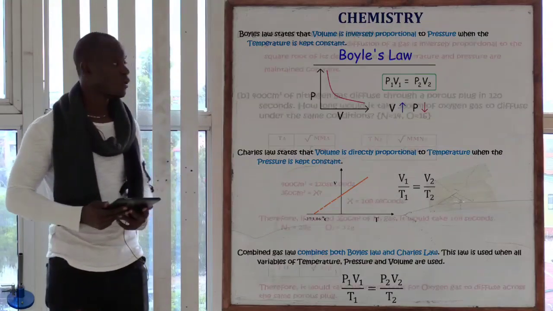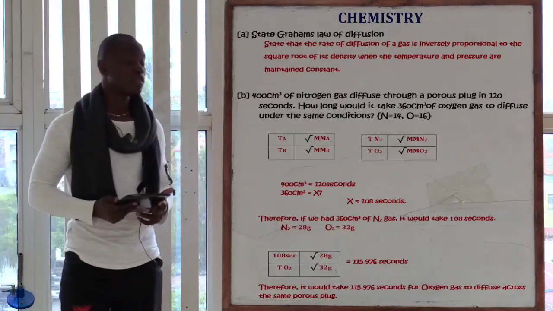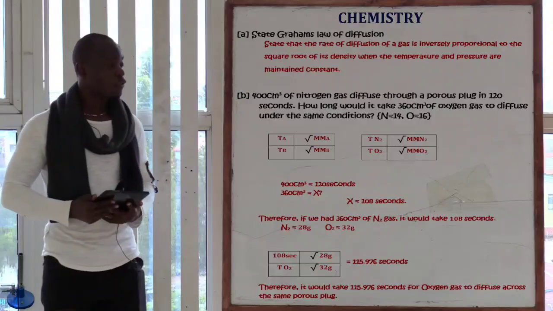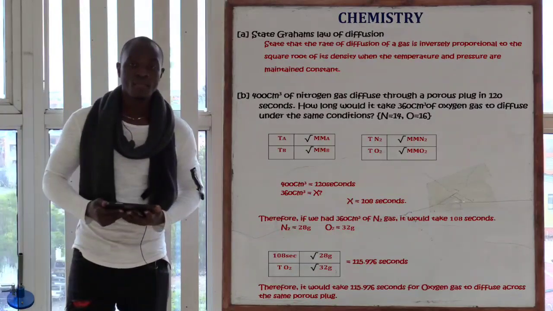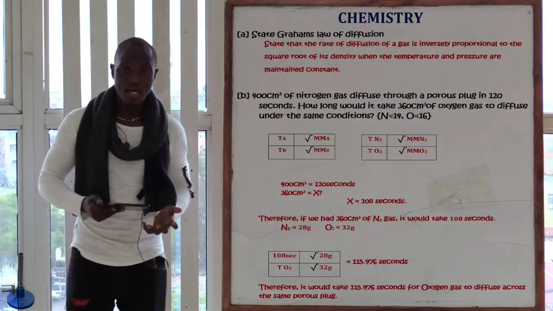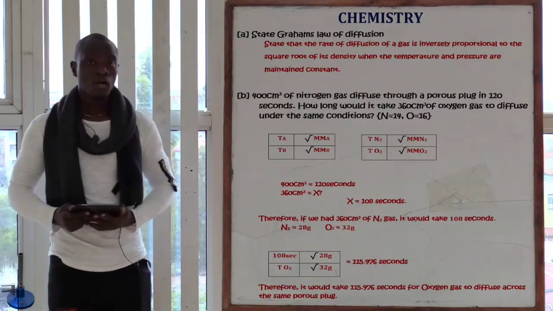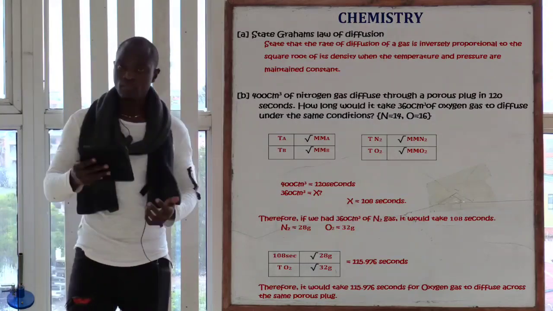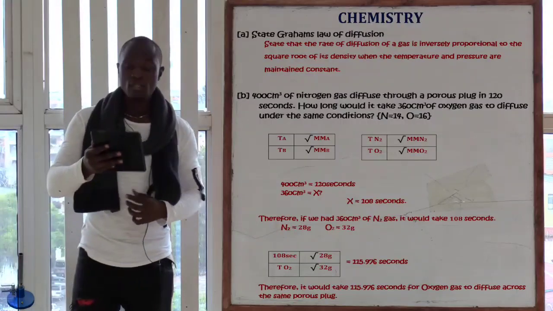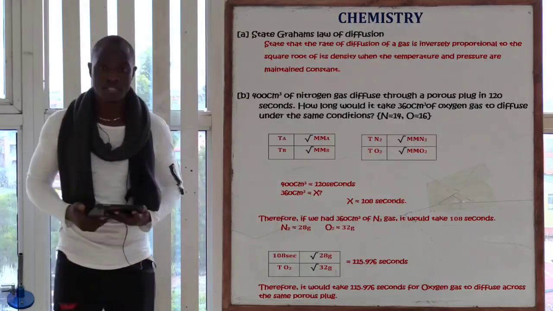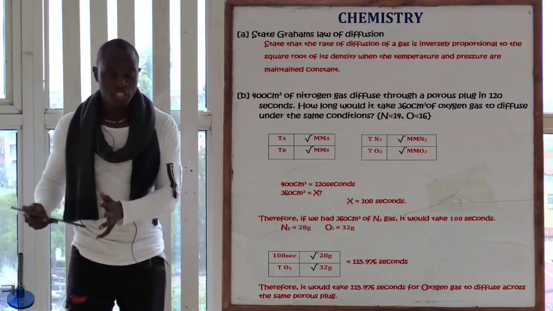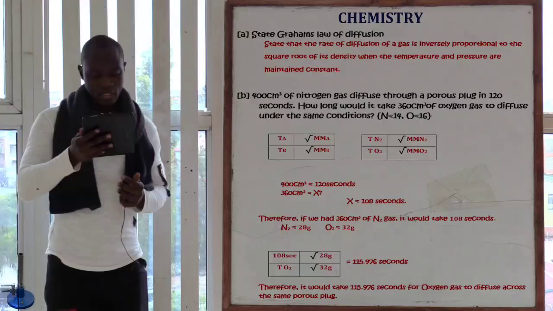And after that, we also went to the third law, whereby now the fourth law is Graham's law of diffusion, which states that the rate of diffusion of any given gas is inversely proportional to the square root of its density if the pressure and the temperature are maintained constant. So that is what Graham's law of diffusion states: the rate of diffusion of any given gas is inversely proportional to the square root of its own density if the pressure and the temperature are maintained constant.